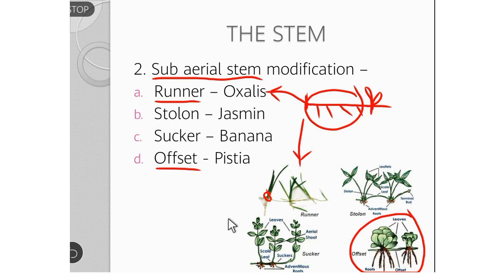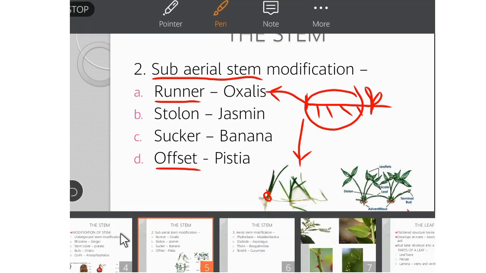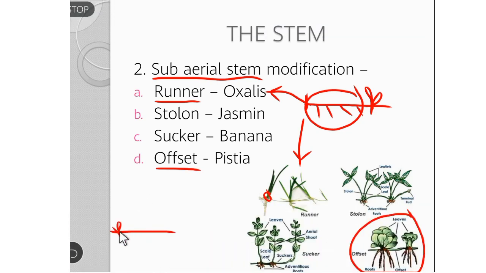So suppose this is a plant here. This is a water surface. The new branch which is produced from the node will be one node long and produce a new plant again. So like this, it grows in all directions and covers the water surface. The main example is Pistia or Eichhornia.